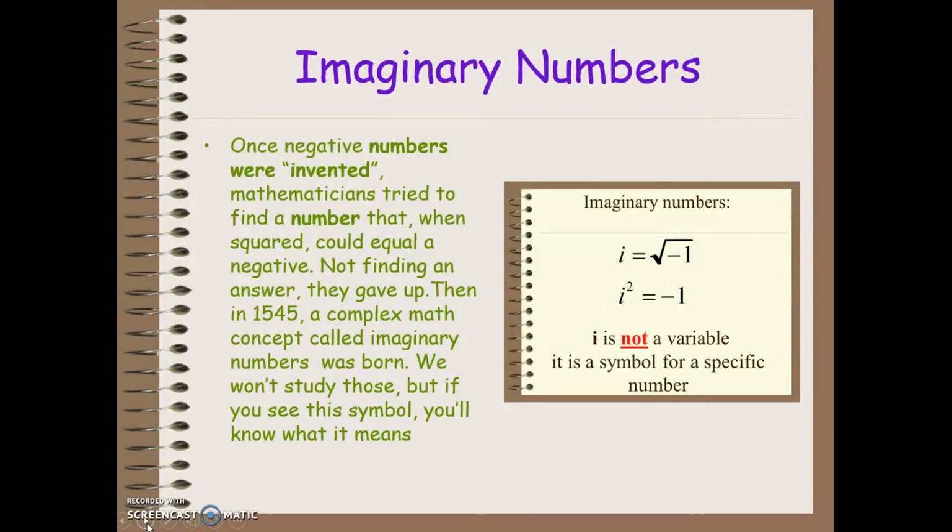Imaginary numbers. Once negative numbers were invented, mathematicians tried to find a number that, when squared, could equal a negative. Not finding an answer, they gave up. Then, in 1545, a complex math concept called imaginary numbers was born. We won't study those, but if you see this symbol, the small letter i, you know that means an imaginary number.